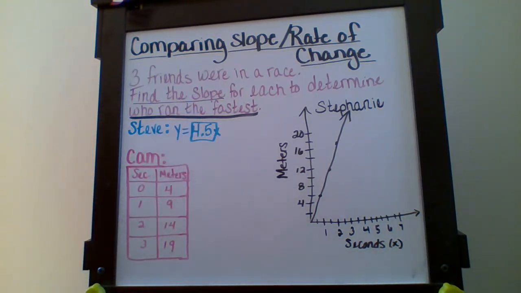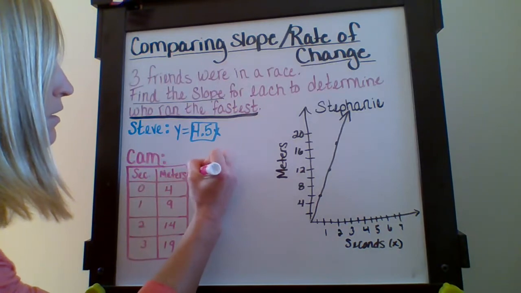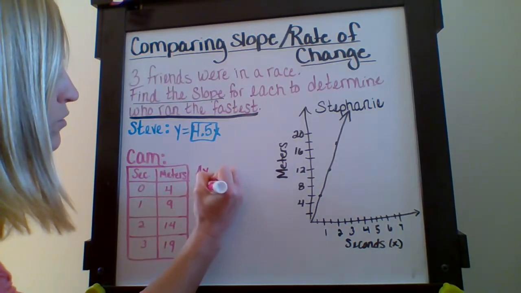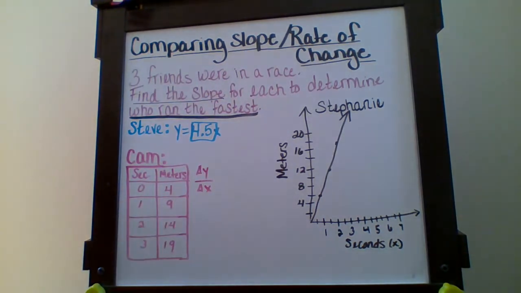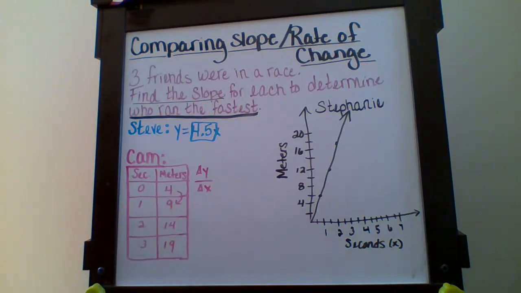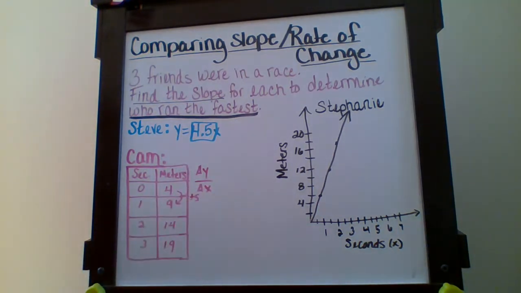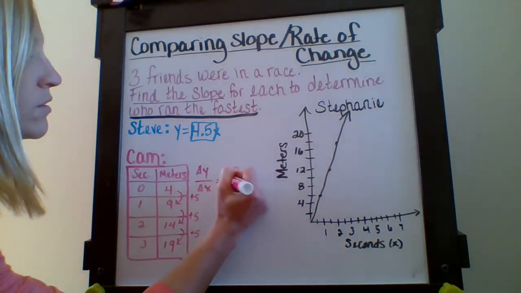Cam is in a table, so I know that to find the slope of a table, I need to find my change in y over change in x. Looking at this, Cam starts at a 4, my next value is a 9, so that tells me I added 5. We want to make sure that's true for the whole table. 9 plus 5, yes, that gives me 14. 14 plus 5, yes, that gives me 19. So my change in y was a 5.